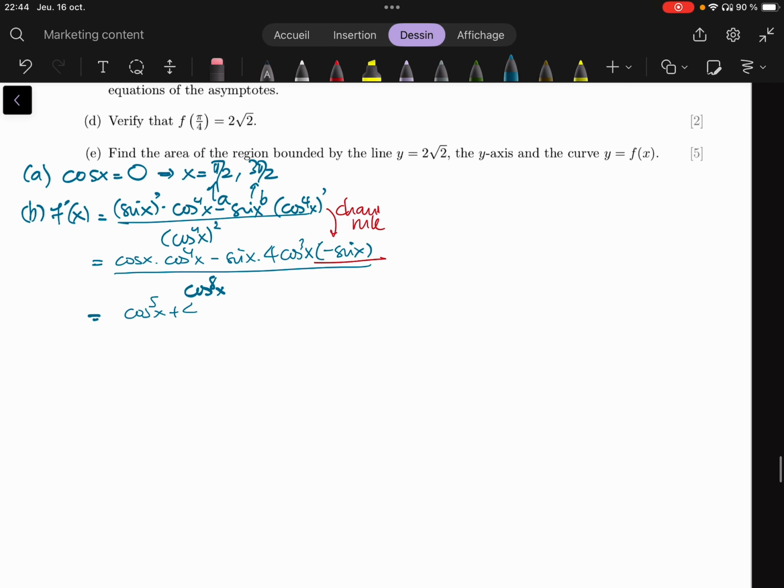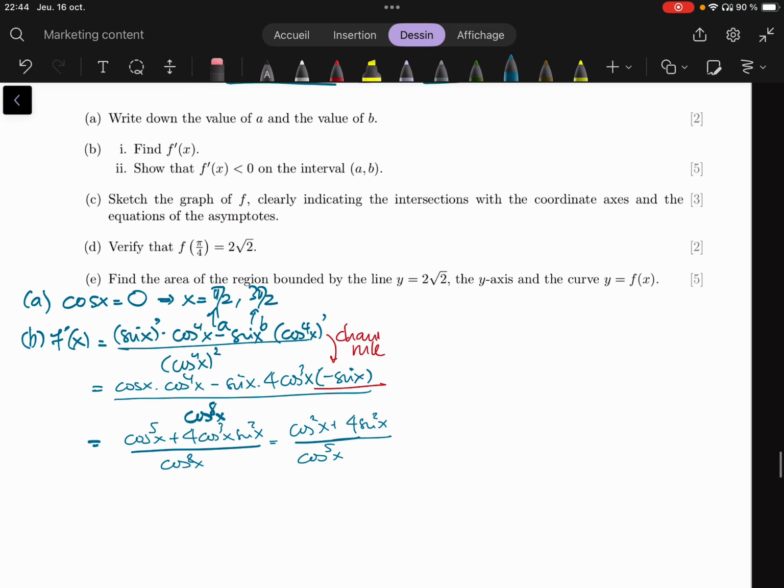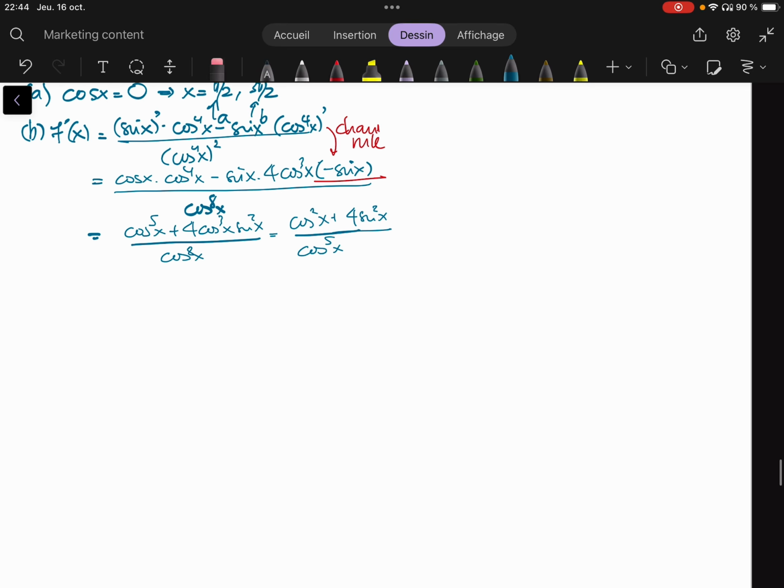Let's simplify this a bit further. And you're down to cos squared plus 4 sine squared, divided by cos to the 5 of x. We want to show that this is true on the interval a to b, where a and b are the values that we just found earlier.